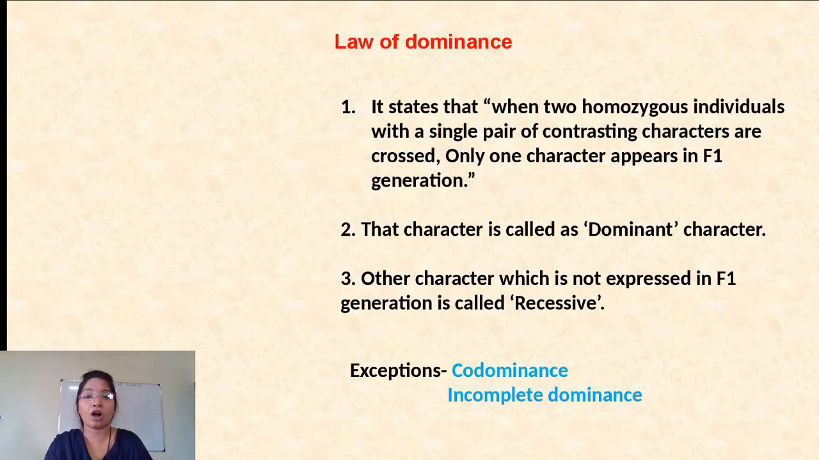First is the law of dominance. The law of dominance states that when two homozygous individuals are crossed with a single pair of contrasting characters, then only one character appears in the F1 generation, and that character is called the dominant character, and the other character which does not appear in the F1 generation is called the recessive character.